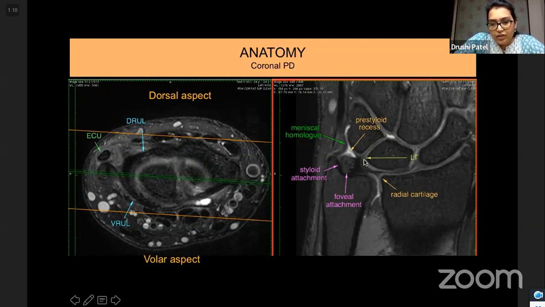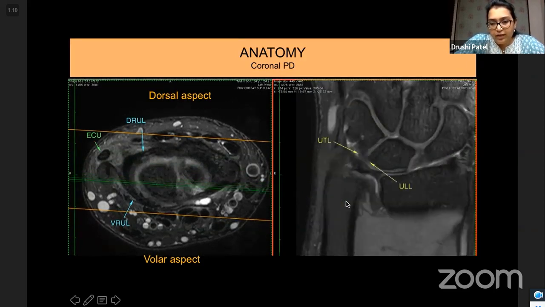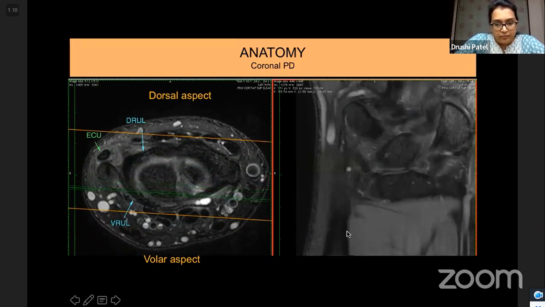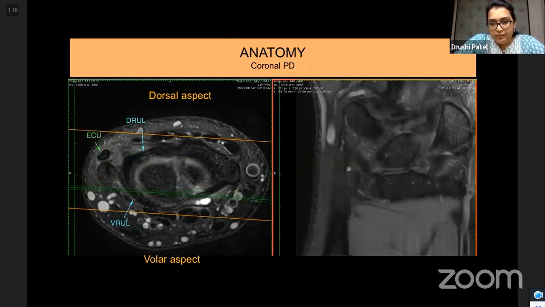That triangular structure is the lunotriquetral ligament. That's the lunotriquetral ligament. Still, we can see the styloid attachment. Now, here we see the ulnotriquetral and the ulno-lunate ligaments. And lastly, the volar radioulnar ligament.